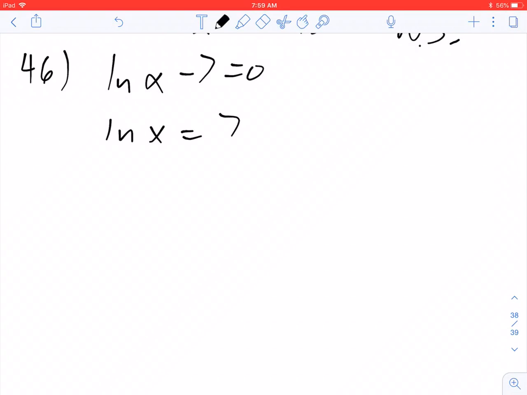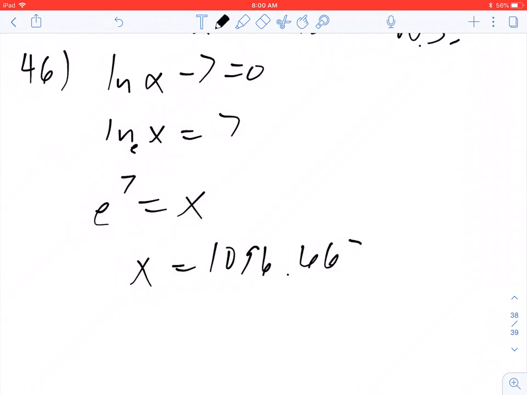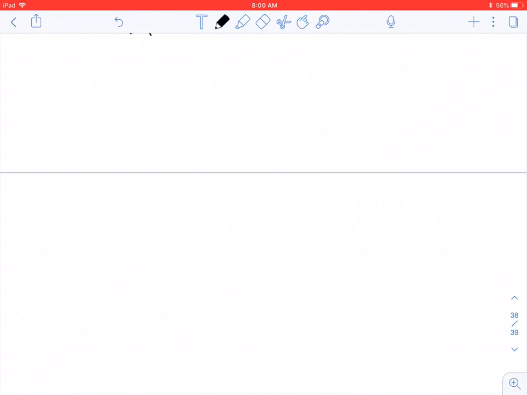From there, since you're logging the variable, you're going to switch it into exponential form. So remember, the base of natural log is e, so it just becomes e to the 7 equals x. And that's going from logarithmic form to exponential form. And then you can type that into your calculator. The e to the x button is above the natural log. So if you hit second natural log, you'll get an e to the x. And just write e to the 7th. And x is about 1096.663. So that's number 46. Now the next one after that, number 50.